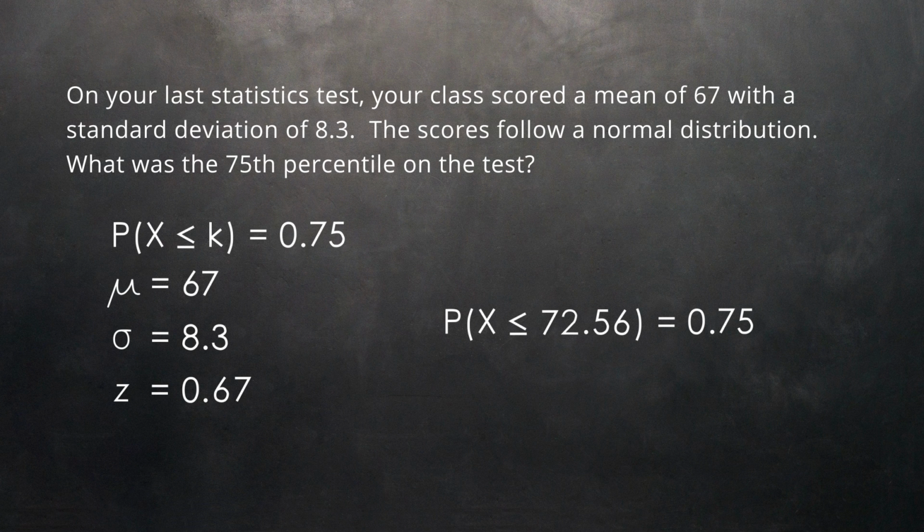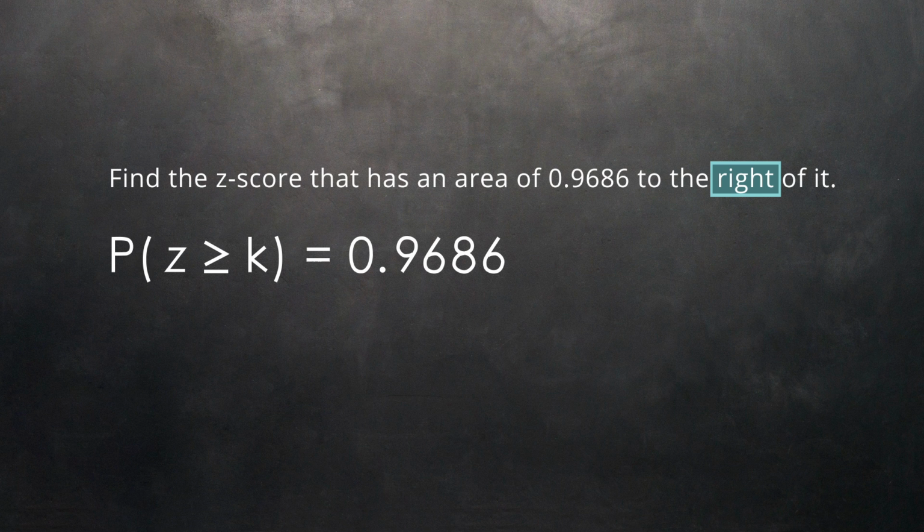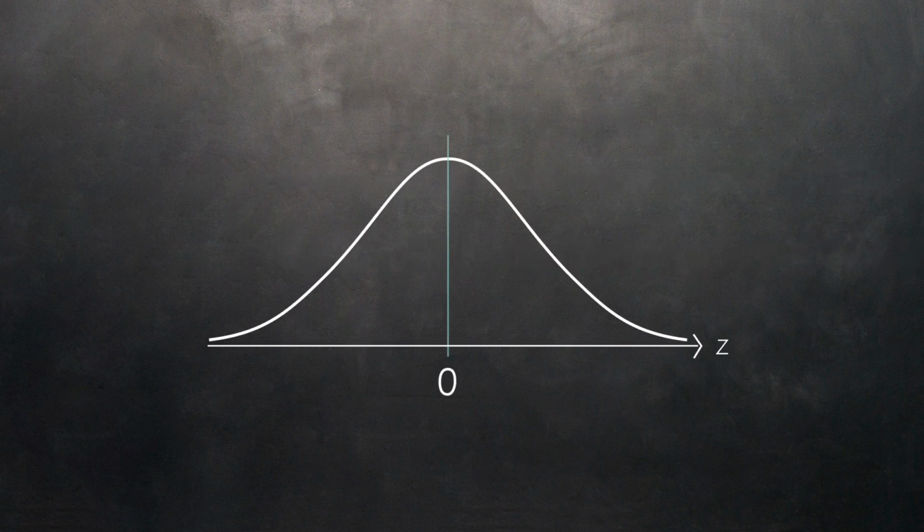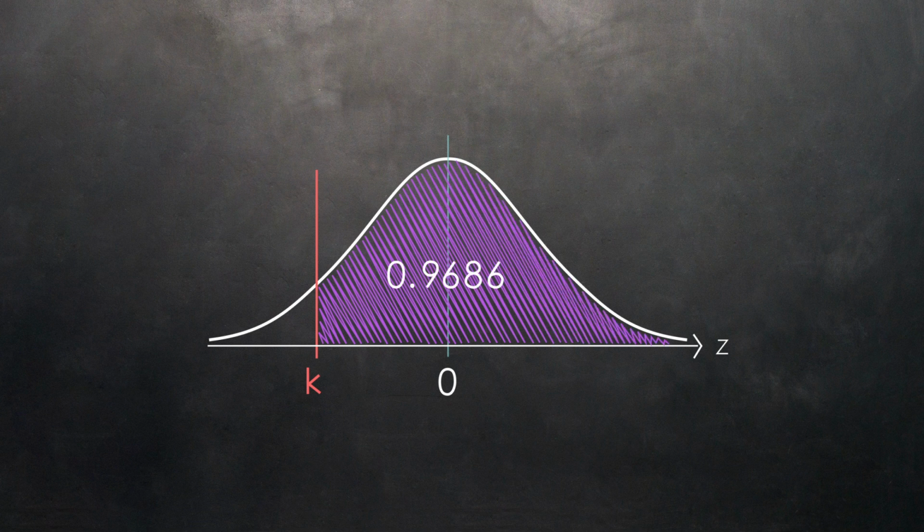Another common scenario is determining the score given the area to the right of it. Consider the following example. Find the z-score that has an area of 0.9686 to the right of it. In other words, find the value of k so that the probability that z is greater than or equal to k is equal to 0.9686. We begin by drawing the diagram. Since the given area is to the right of the score and it is more than 0.5, that means the unknown z-score must be a negative value. We draw it on the left side and shade in the given area.